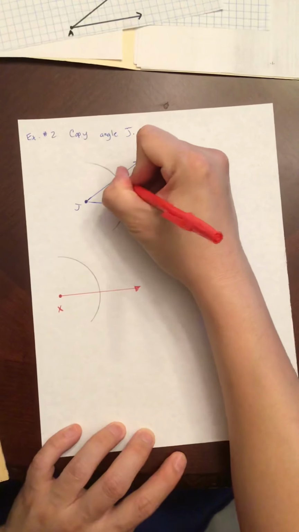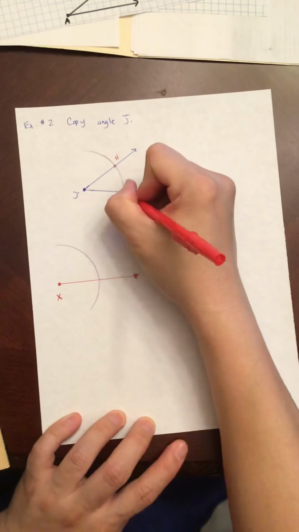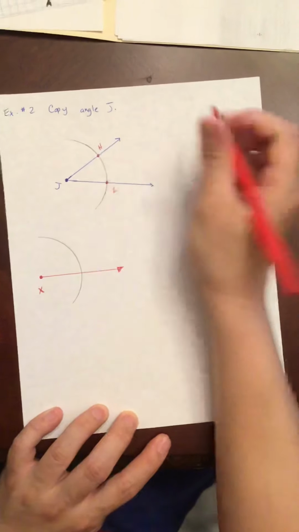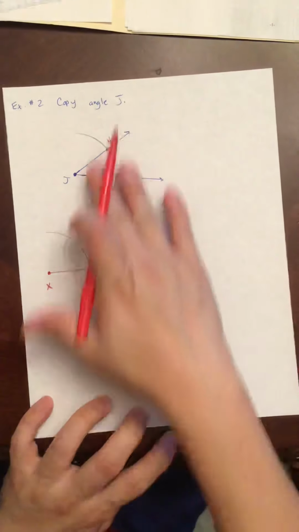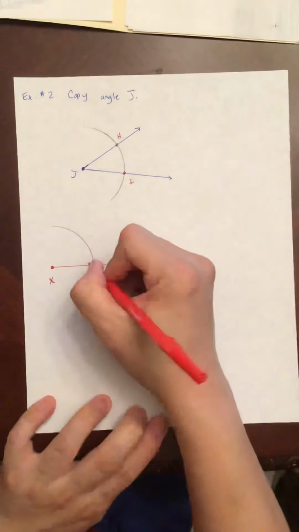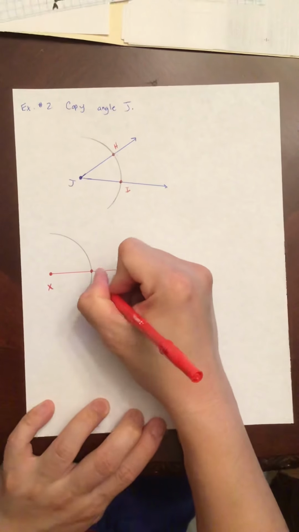Now on angle J, you have a point here. I'll call this H, okay? This location up here is H. I'll call this location right here, down here, point I, okay? And I'm going to go ahead and create the same angle. So here, let's transition down here. On my ray, when I create this arc, I got a point here. I'll call this point Y, okay?